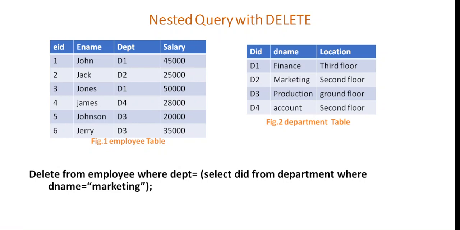So I have written the inner query select department ID from department where D name equals marketing. It will give me output D2. Okay, I want to delete data for employees working in the marketing department. So I'll get the output of the inner query, that is D2. Now compare that D2 with the outer query. So I have written delete from employee where DPT equals D2. Then it will delete data for all the employees who work in the marketing department. Okay, so this is how we can use a nested query with delete.